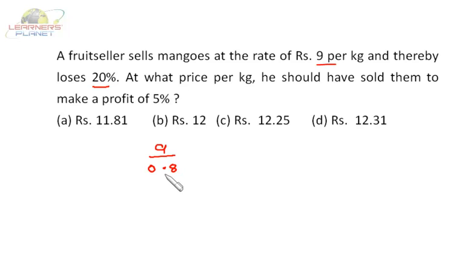Now this is the cost price and we want to make a profit of 5%. That means the new selling price must be 1.05 of this expression. This is the entire expression which you should write in your examination, nothing more than that. Okay, so just solve it and get the answer. I hope you can do this calculation and you'll be getting the answer as 11.81.